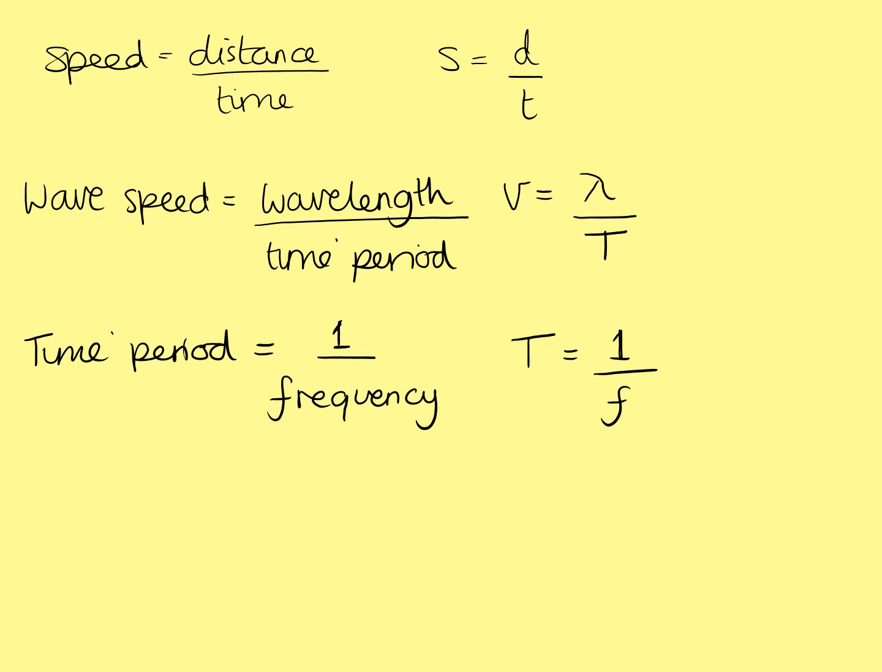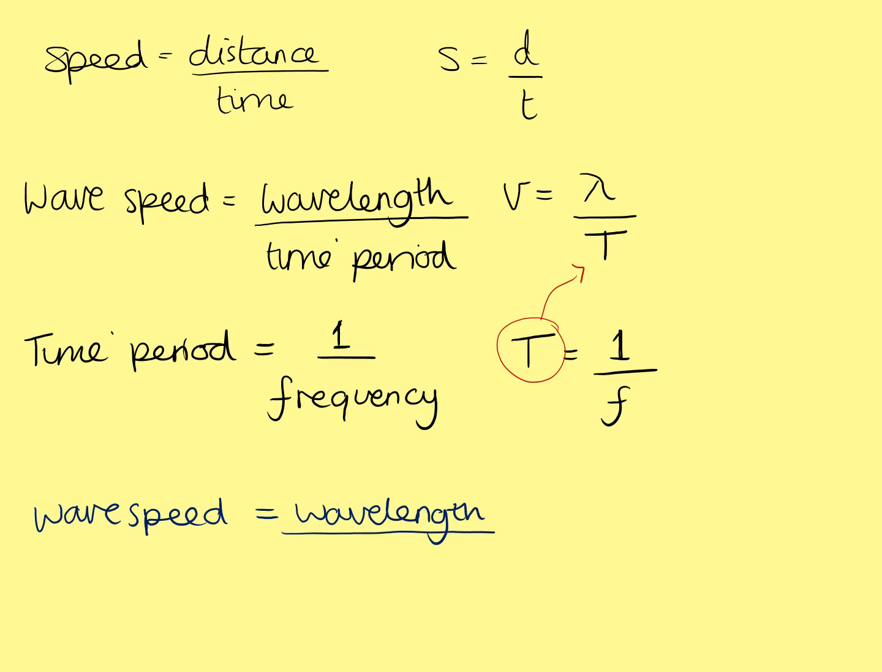What I can do is put this T here into here. So that would give me an equation that looked like this. Wave speed is equal to wavelength divided by 1 over frequency.